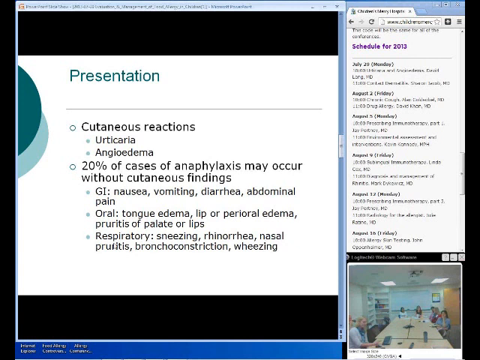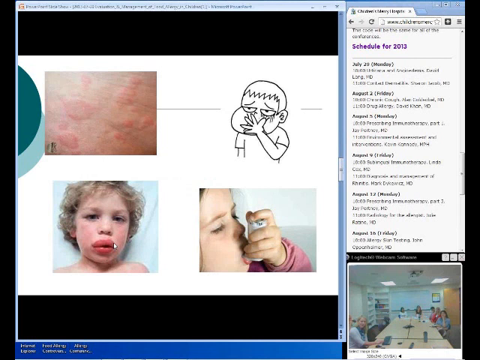And here's just a couple pictures: hives in the upper left there, some angioedema on that lower left side, and then a potential vomiting occurrence there on the upper right and in the lower right.